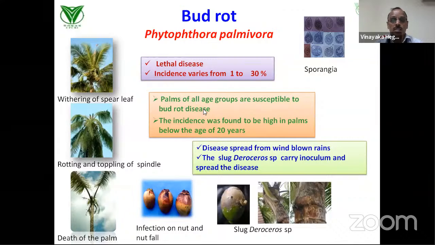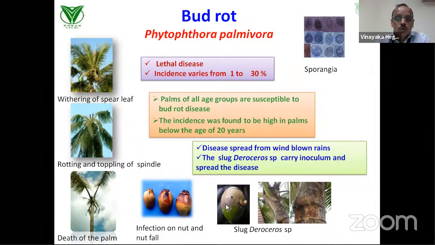The incidence varies from 1 to 30%. Palms of all ages are susceptible. Incidence was found to be high in palms below the age of 20 years. This is spread by wind-blown rains. As you know, Phytophthora is a sporangial fungus. It produces sporangia, as you must have seen in your UG mycology or plant pathology course, fungal pathology. Practically, you must have seen that sporangia are produced by this Phytophthora in the rainy season. Especially it is a rainy season fungus, and mainly in high humid areas there will be heavy incidence. Another point here is that it is mainly soil borne, so how does it reach the top? That is the problem.